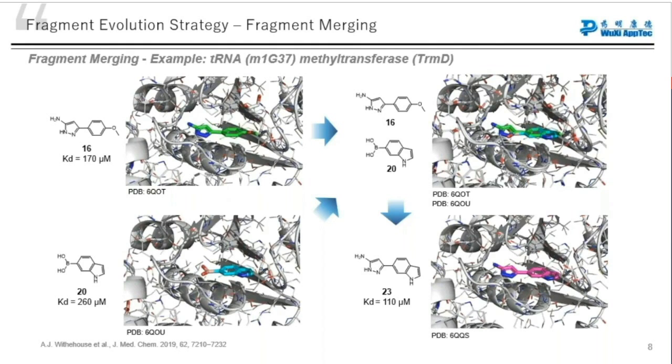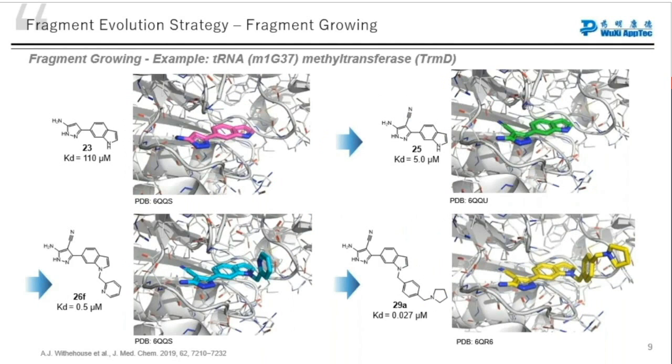The third approach is fragment growing, and just staying with this example of the tRNA methyltransferase, compound 23 is now taken and additional moieties or groups are added. Going from 23 to 25, the cyano group is added, and moving to compound 26F, the additional methylpyridine is added, and then finally the pyrrolidine is added, and in that way, with the grown molecule, the affinity is improving step by step.